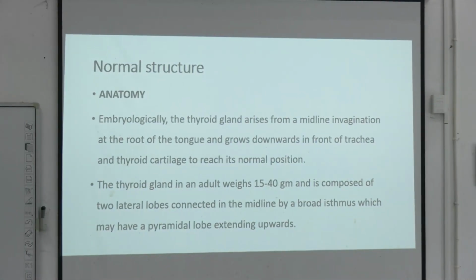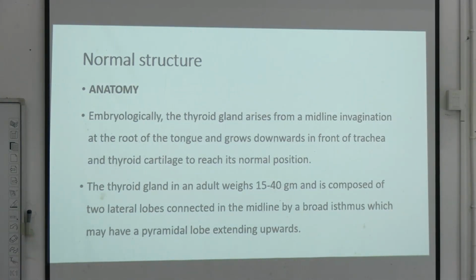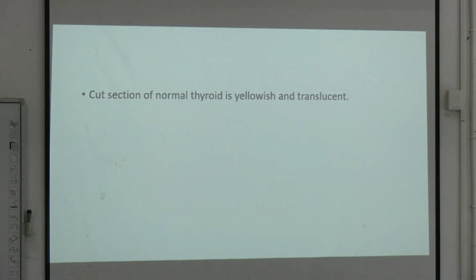So before I go into disorders, I want to tell something about normal structure. Normal anatomy. Embryologically, the thyroid gland arises from a midline invagination at the root of the tongue and grows downwards in front of the trachea and thyroid cartilage to reach its normal position. Normal thyroid gland weight is 15 to 40 gram and is composed of two lateral lobes connected with an isthmus. Texture of thyroid: yellowish, translucent.